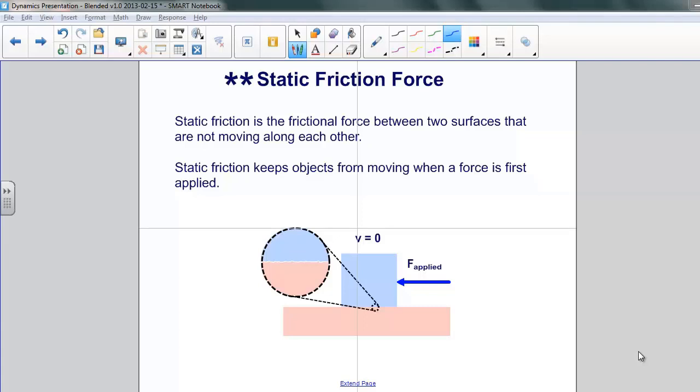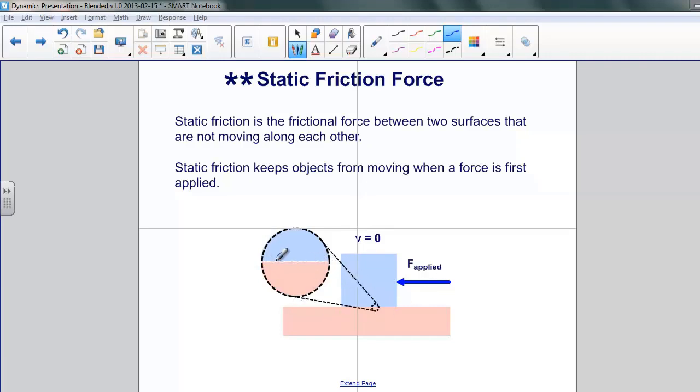Earlier on, we described kinetic friction, and when I introduced kinetic friction, I also introduced this idea of another frictional force that was between two objects acting before one is moving against the other, basically resisting the start of motion, even when there's a pushing force applied. That force is called static friction. Again, static friction is the frictional force between two surfaces that are not moving along each other. Static friction keeps objects from moving when a force is first applied. You can see that from our diagram over here.